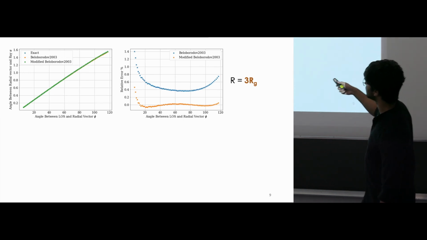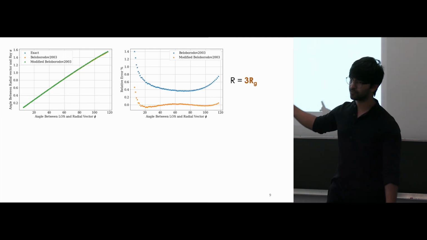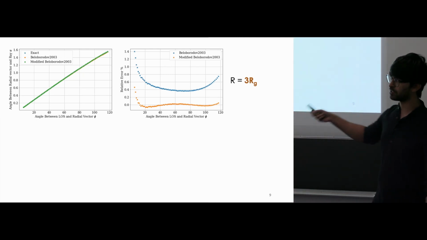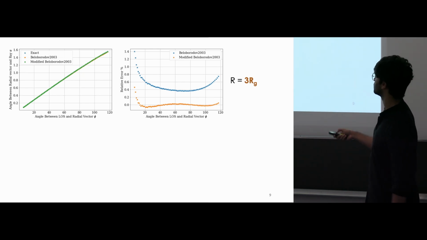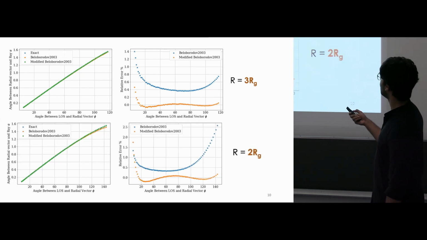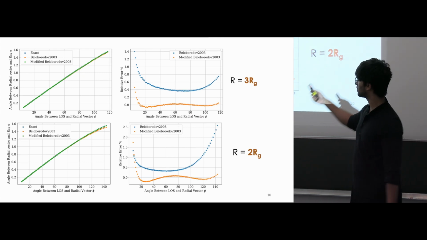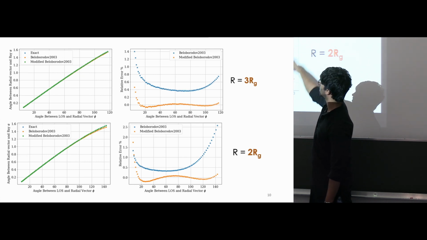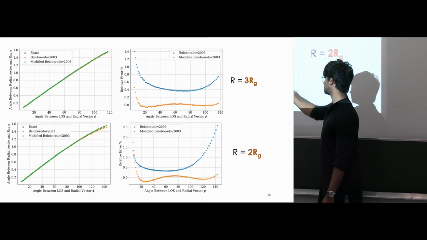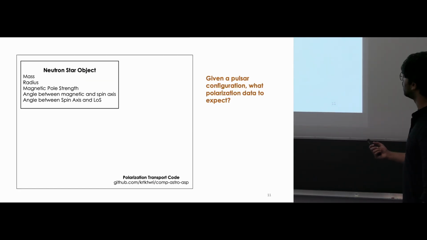These are just some results which show just how good the approximation is. On the left, you can't even see that there are 3 different lines which compare the exact ray tracing solutions to the Beloborodov approximation and the modified Beloborodov. But you see that as the neutron star becomes more compact, the Beloborodov approximation starts struggling a bit, but after the modification it remains under 1% throughout.